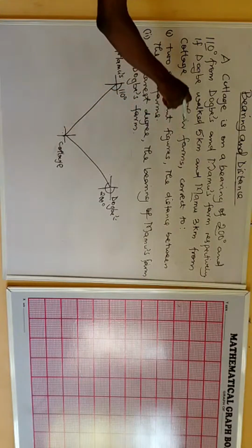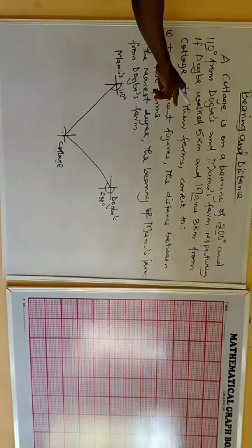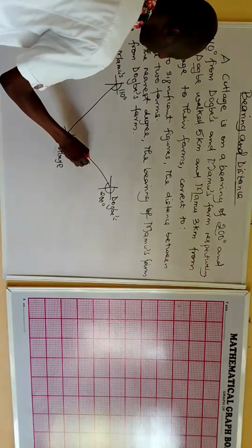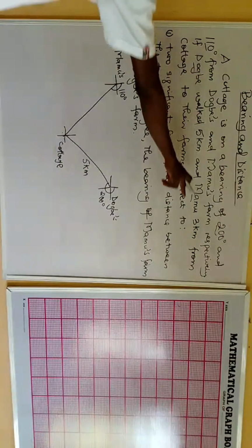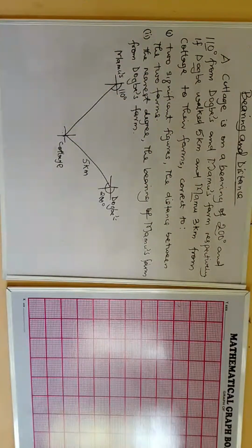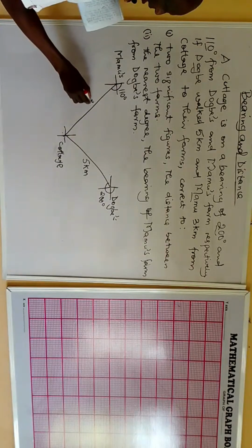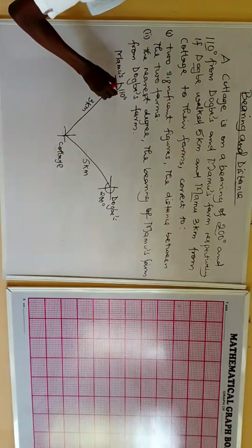And we're told that Dugbe walked 5 kilometers. So here is 5 kilometers. And Mamu walked 3 kilometers. Here is 3 kilometers. So let's join them together.